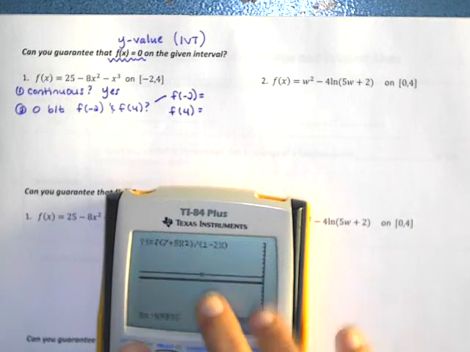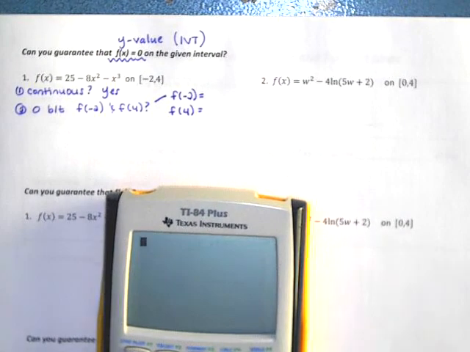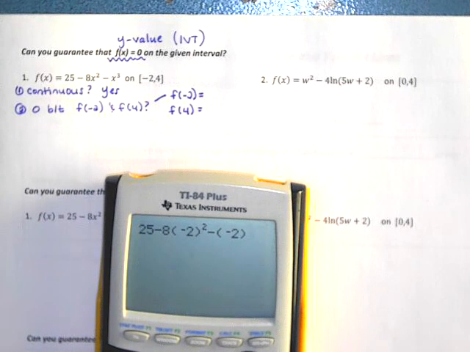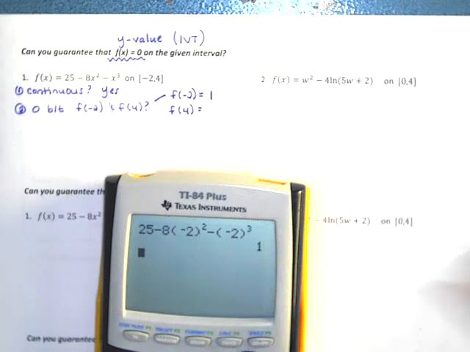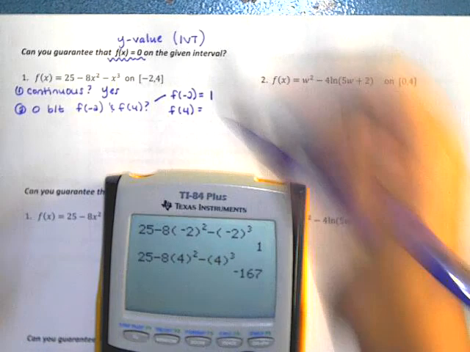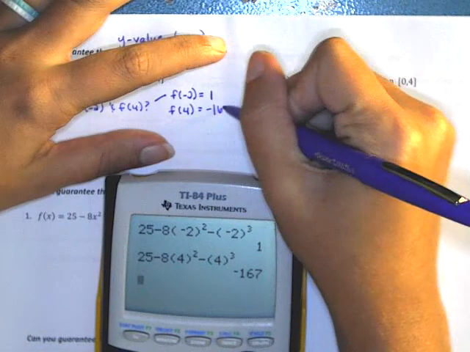Well, let's take a look here. I'm going to type in 25 minus 8 times -2 squared minus parentheses -2 to the third power, and I get 1. And I'm going to type in 25 minus parentheses 8 times 4 squared minus parentheses 4 to the third power, and I get -167.